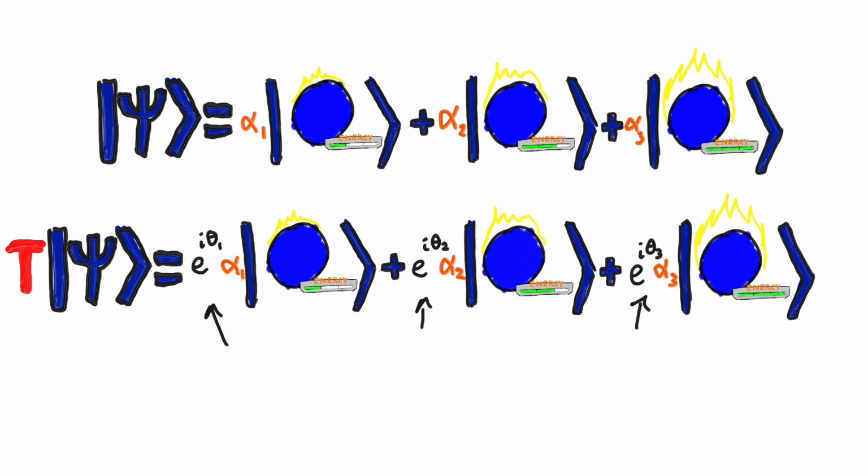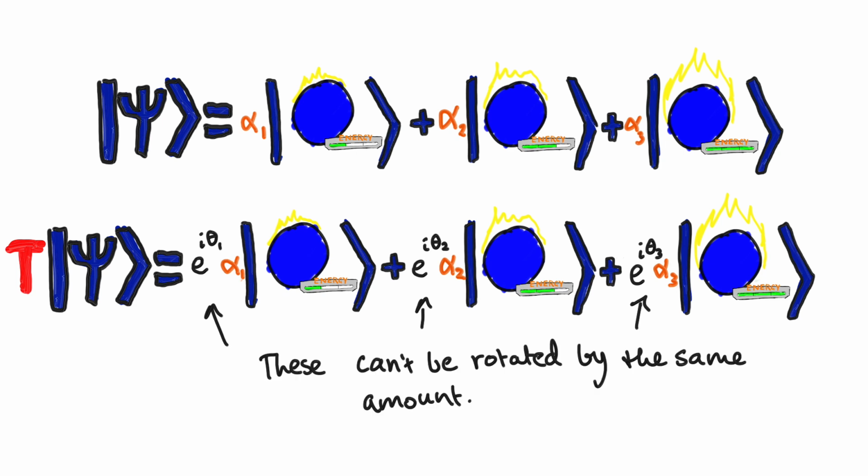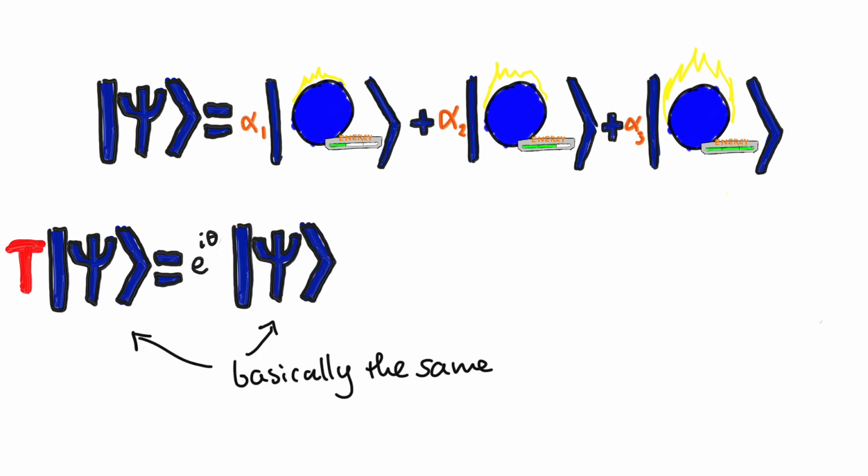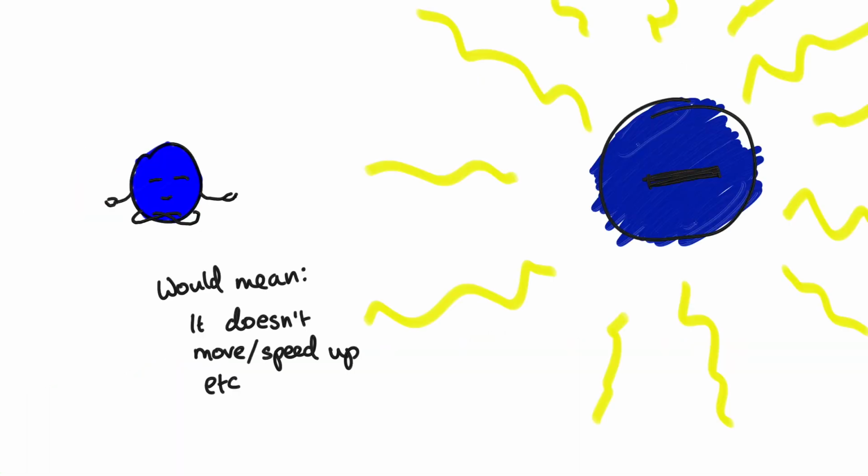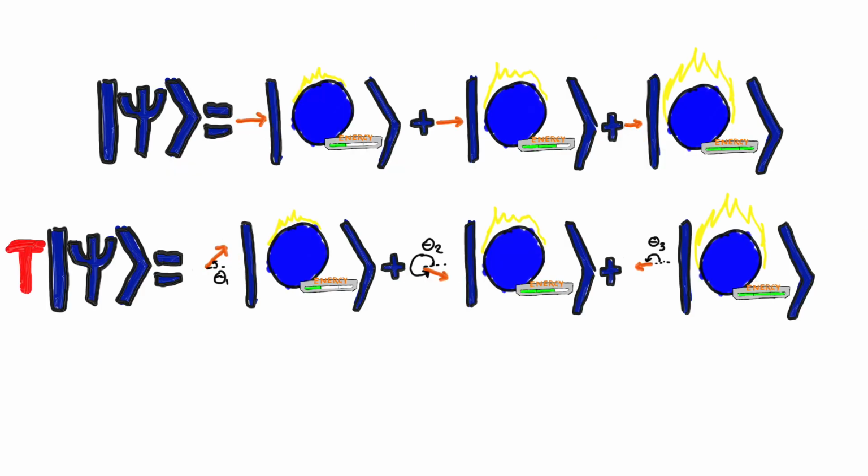Two little things though. First, these can't all have been rotated by the same amount. Why? Because then this rotation can be brought out to the front, and now both the future and present state are essentially the same. That's because this overall rotation here doesn't affect any measurement outcomes. But that would mean that no matter what crazy situation you put the particle in, it does nothing. So that's not right. So the only solution is to make sure that these angles here are different for every energy.